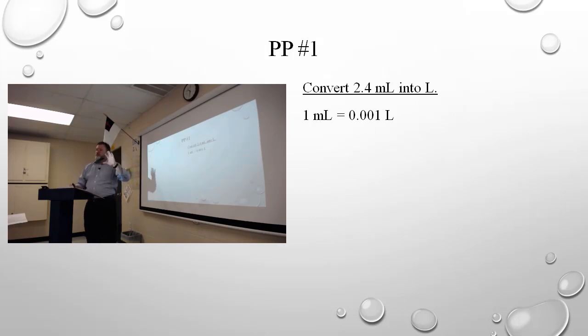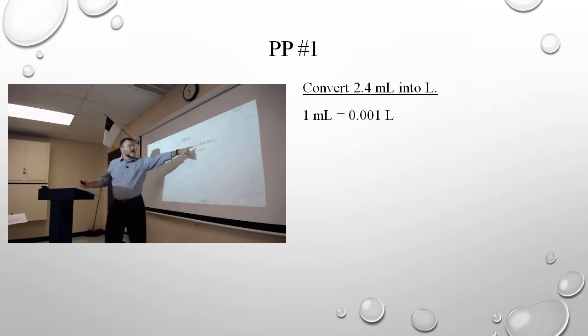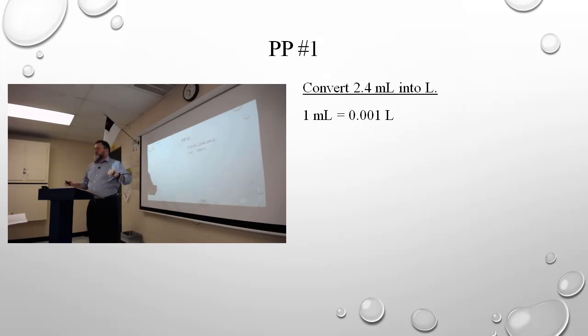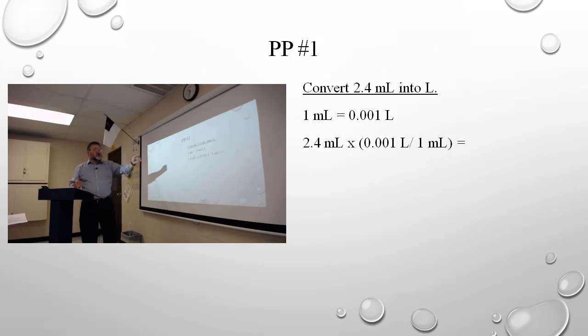What's my form going to be in? Which way? Liters on top or milliliters on top? Liters on top, because I'm translating into that language. I want liters in the end, therefore the liters has to be in the numerator. The other way to think of it is milliliters has to be in the denominator. Why? Because I'm trying to get rid of milliliters. Okay. So the conversion factor looks like this.